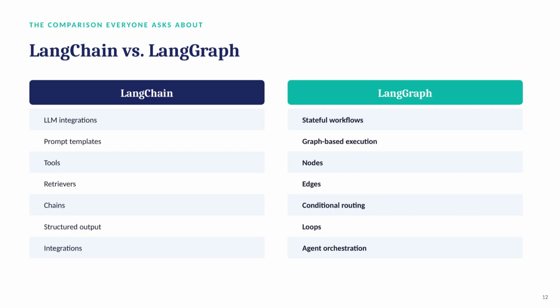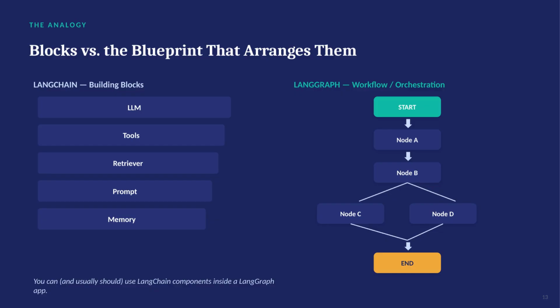Now let's talk about one of the most common questions people ask. What's the difference between LangChain and LangGraph? At a high level, LangChain gives you the building blocks and integrations for LLM-powered applications. Things like LLM integrations, prompt templates, tools, retrievers, chains, and structured output. LangGraph, on the other hand, is focused on orchestrating stateful workflows and agents as graphs through nodes, edges, conditional routing, loops, and agent orchestration.